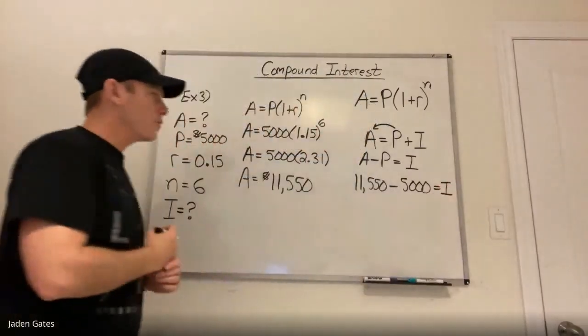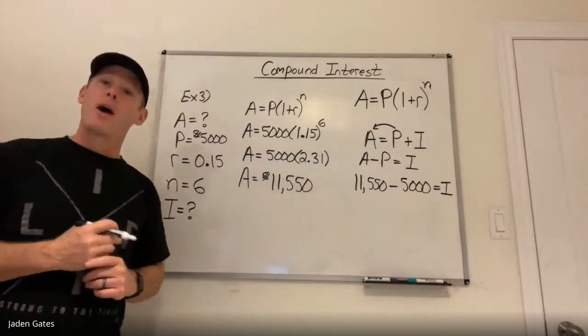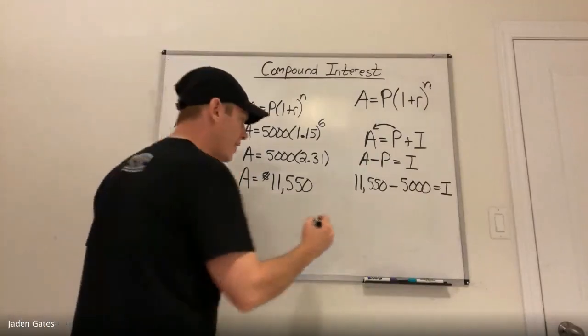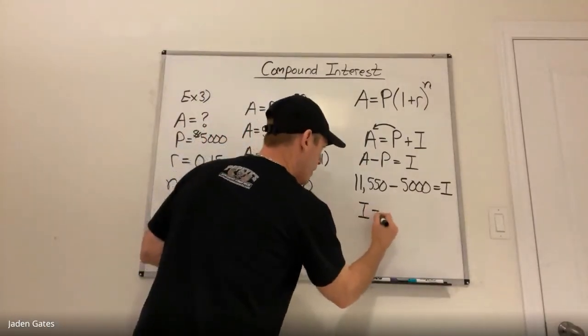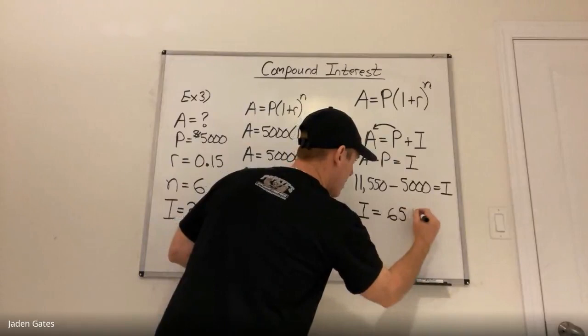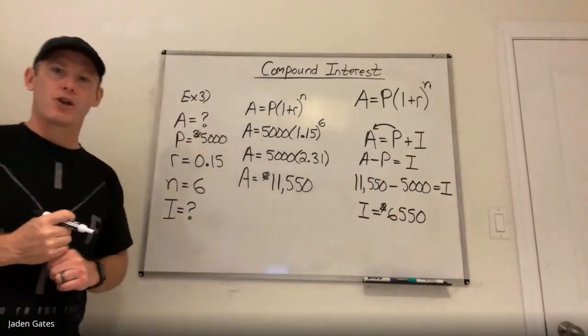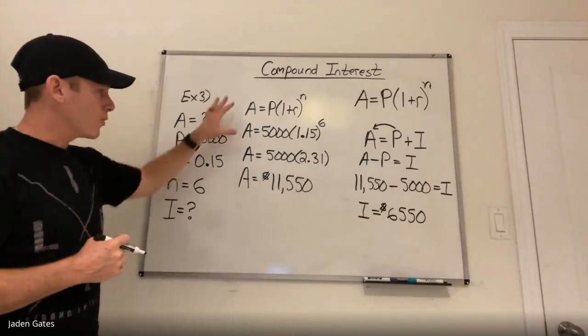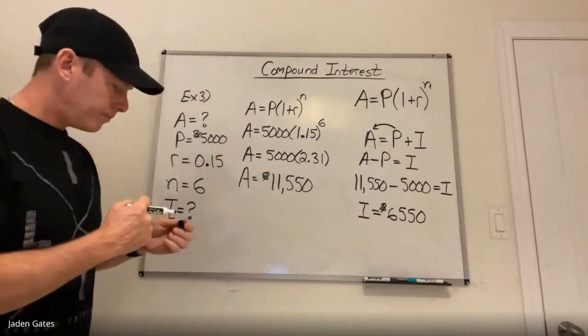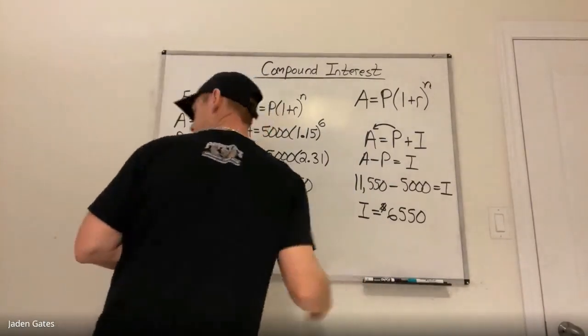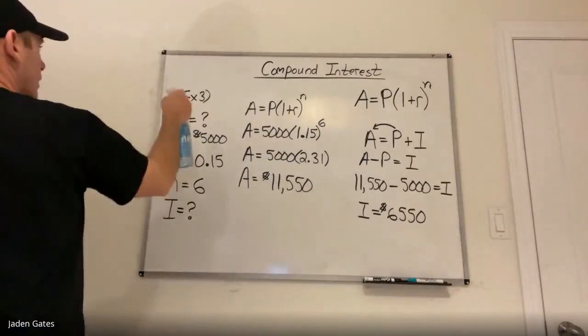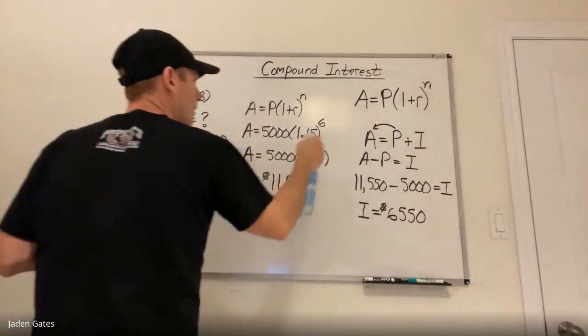And so if I take those two numbers and I subtract them, I get how much interest investing that was made. And so it's going to be $6,550 of interest was accumulated. There we go. So again, compound interest. All right, try one more of those.